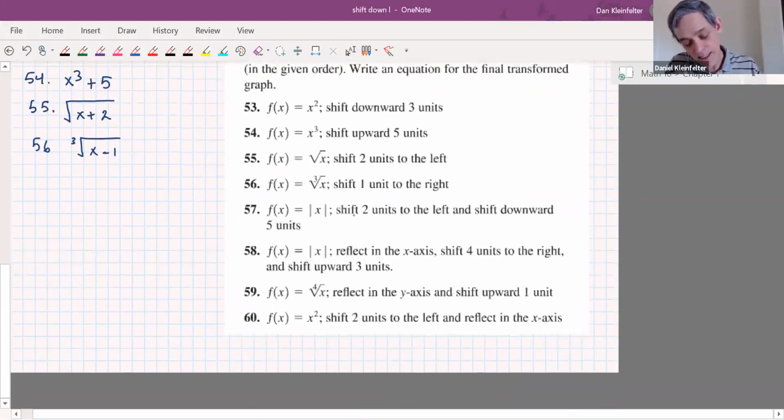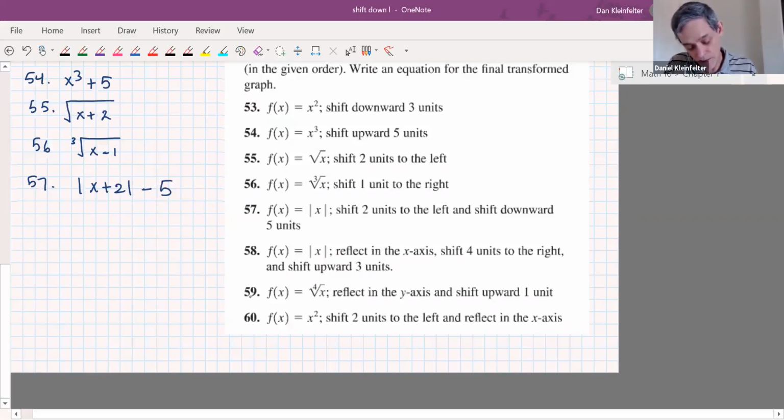Okay, for 57, we're doing 2 transformations. It's 2 units to the left and then down 5. So 2 units to the left, that will be the absolute value of x plus 2. The 2 units to the left is happening in the x direction, so it's x plus 2. The downward 5 units happens after this absolute value, so it's a transformation in the y direction, so that will be minus 5.